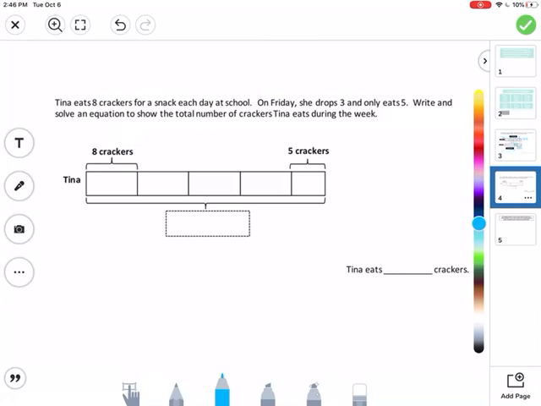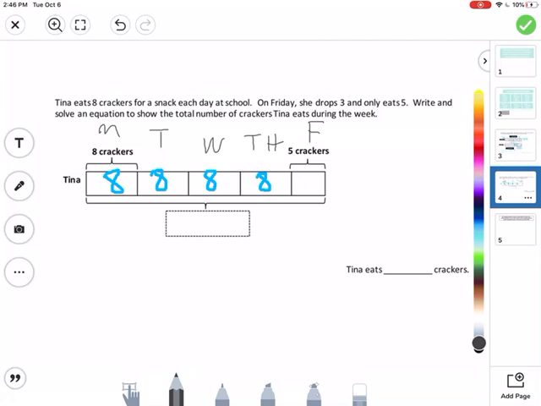So she has 8 crackers here, which also means she has 8 crackers here because she eats the same each day. Same here. It was only till Friday, which we have Monday here, Monday, Tuesday, Wednesday, Thursday. It wasn't until Friday that she drops 3 and only eats 5. So it's a different number. So write and solve an equation to show the total number of crackers Tina eats during the week.